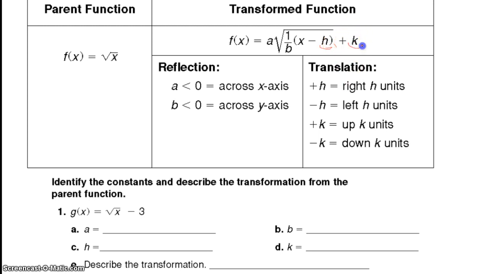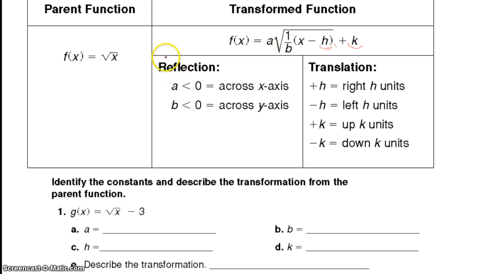So hopefully you remember your h and your k. Remember, if your a is less than 0, if it's negative, then that is our reflection. If a is less than 0, we reflect across the x-axis. And if b is less than 0, we reflect across the y-axis. So let's come down and take a look at our function here.